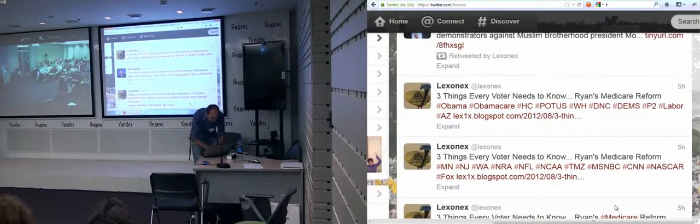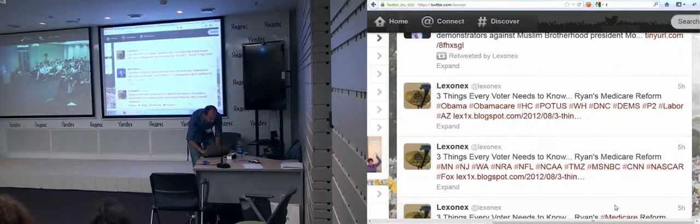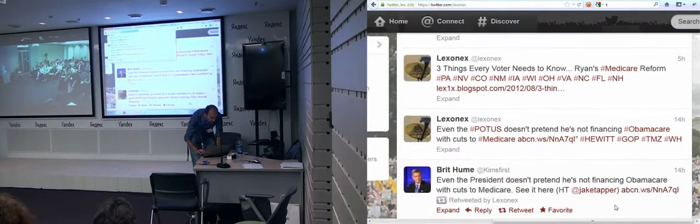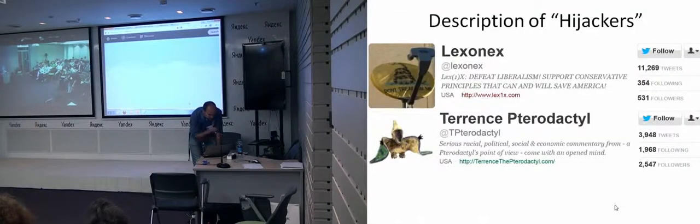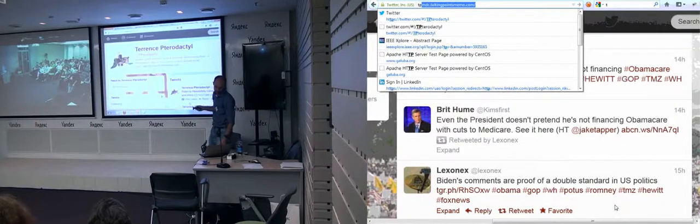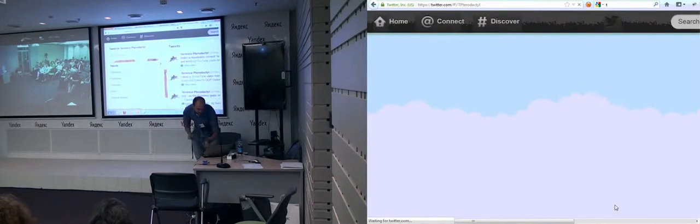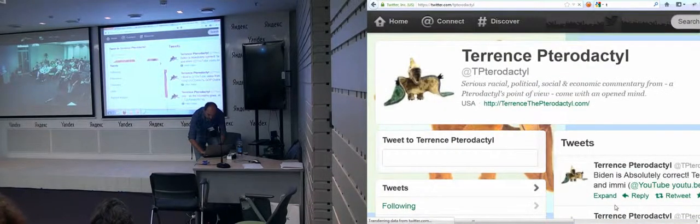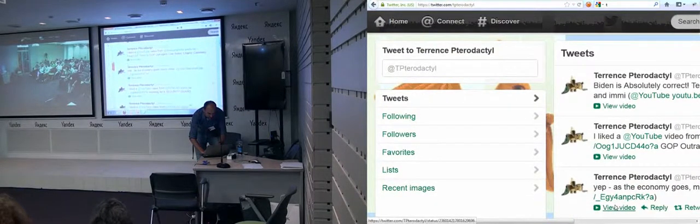And similarly, the user on the left actually looks quite similar. So if you look at what he says, okay, "Biden is absolutely correct," so he gives you no doubt about his political leaning.